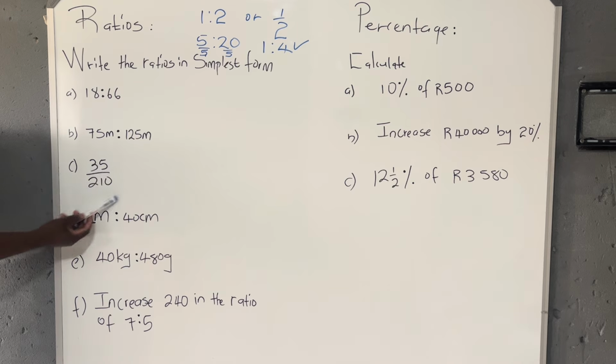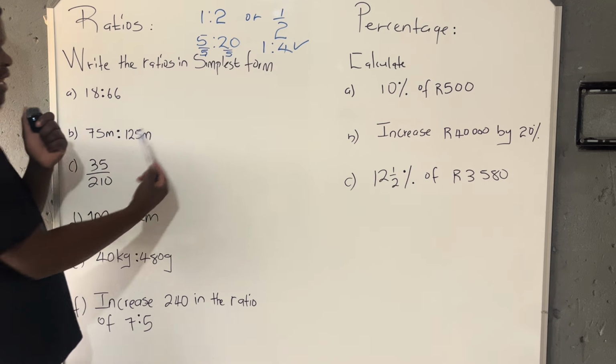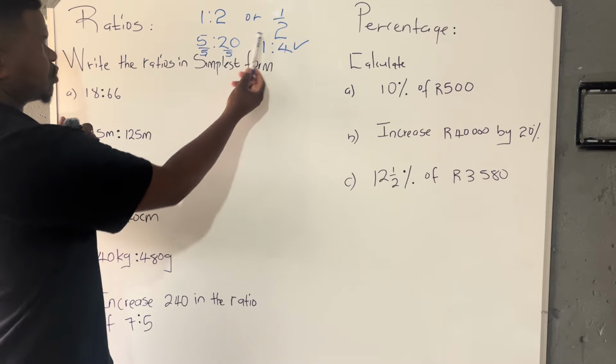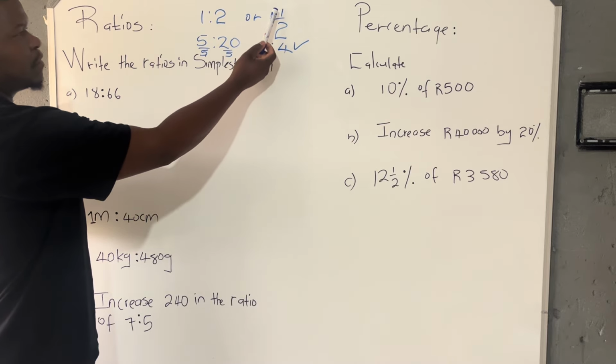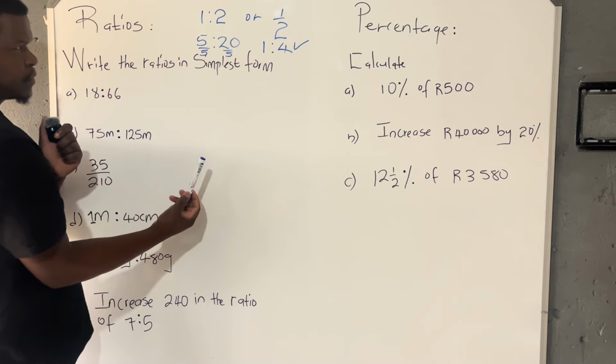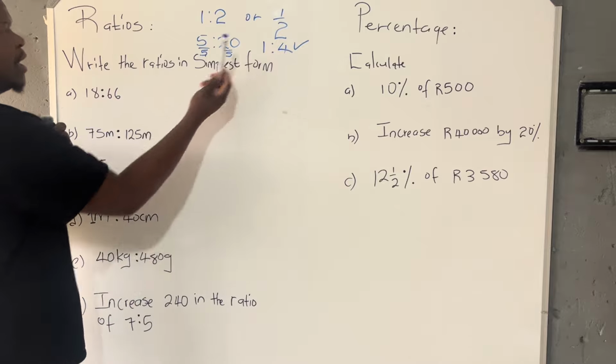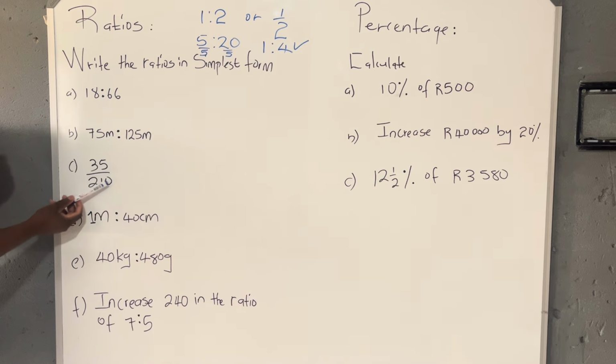But look at how this ratio has been presented. It tells us that, like I said here, a ratio can be presented in a form of a proper fraction. This is what we have here. So don't be surprised when you see a ratio of this nature. We know it's the same thing as that. I can rewrite this in this form.